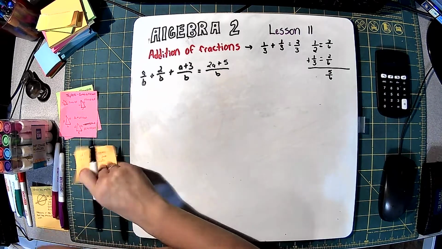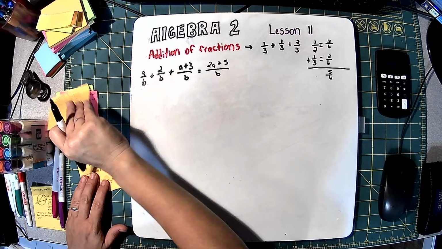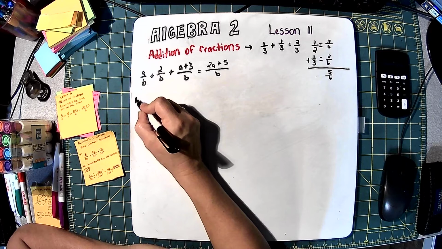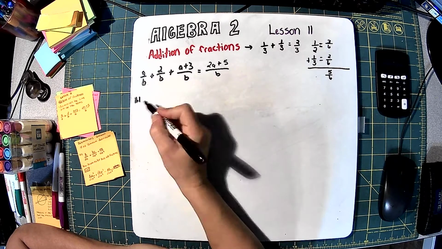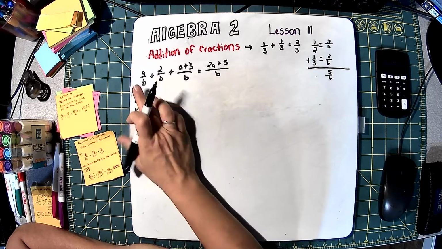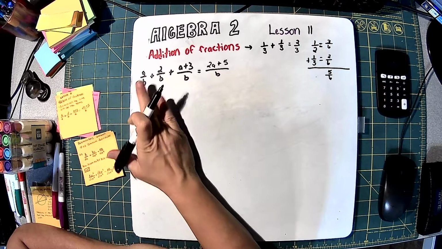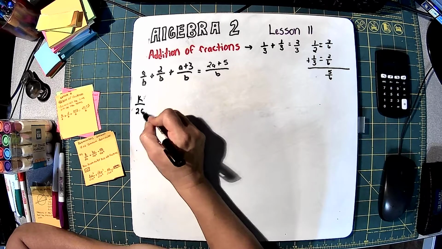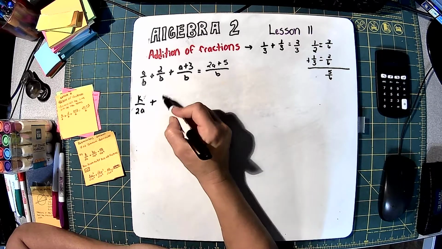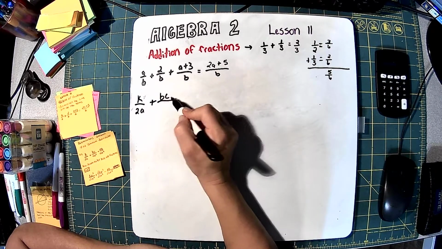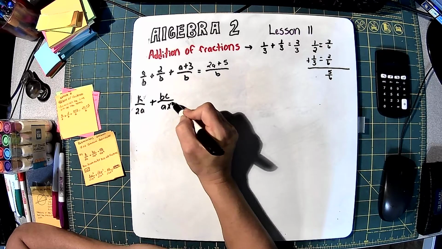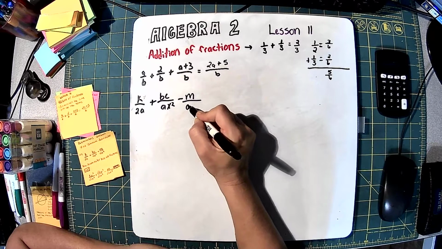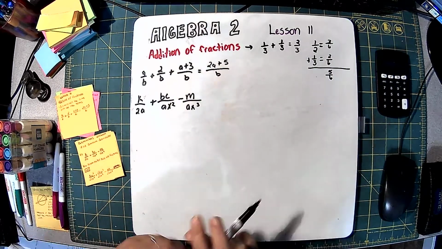Pretty simple. Now what if we have denominators that are not the same? So example 11.1 gives us, actually I'm going to put it up here, k over 2a plus bc over ax squared minus m over ax to the third.